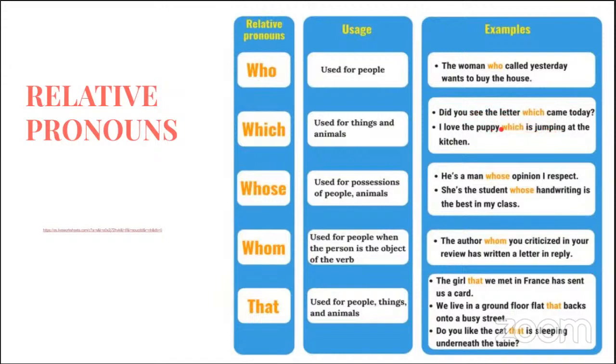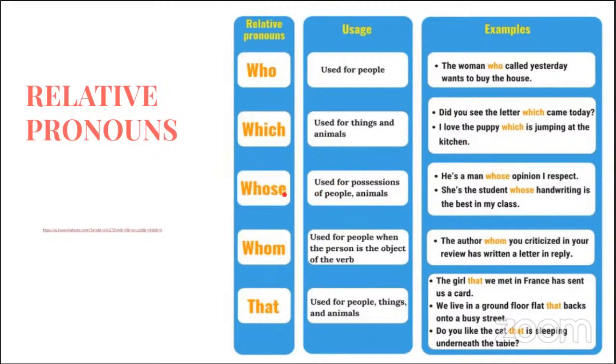Yes, here we are missing the commas, which is very important. Here, commas, very important. In questions, there is no need for commas, but in statements there is. Okay. Then in the sentence it should be a comma. Here, the second one: I love the puppy, comma, which is jumping at the kitchen. Only one comma because it's ending the sentence with the adjective clause.